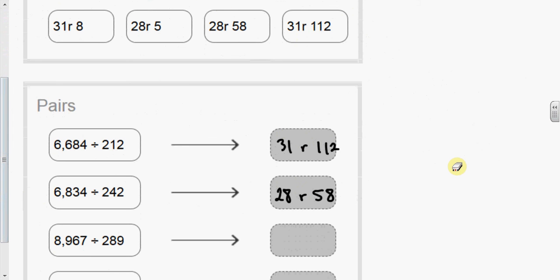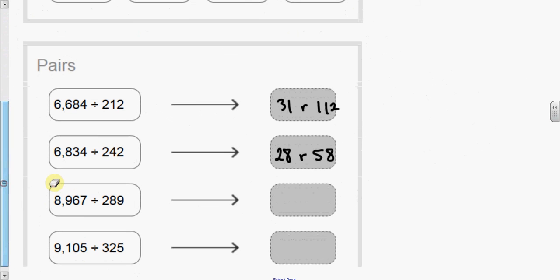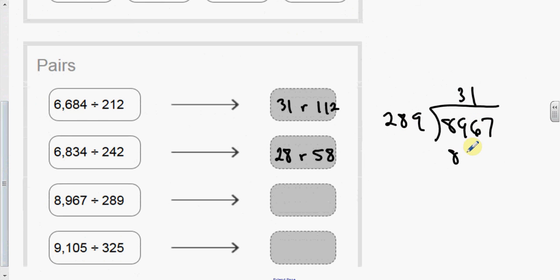Okay, next, we take the 289 and divide that into 8,967. So when we do that division, 289 goes into 8,967 31 times. 31 times 289 is 8,959. Draw a line and subtract. We have 8. That's our remainder. So this one is 31 remainder 8.